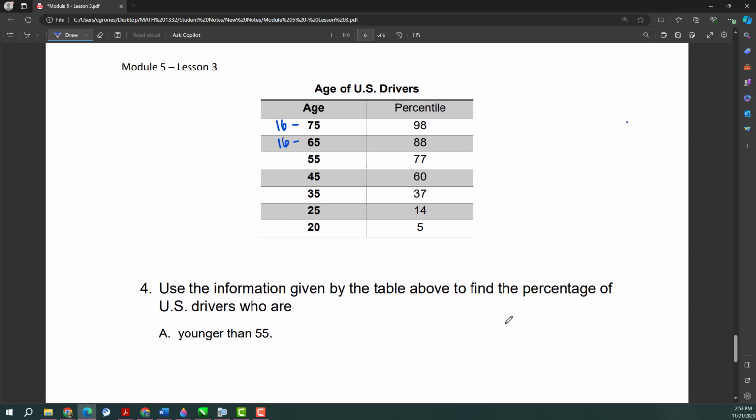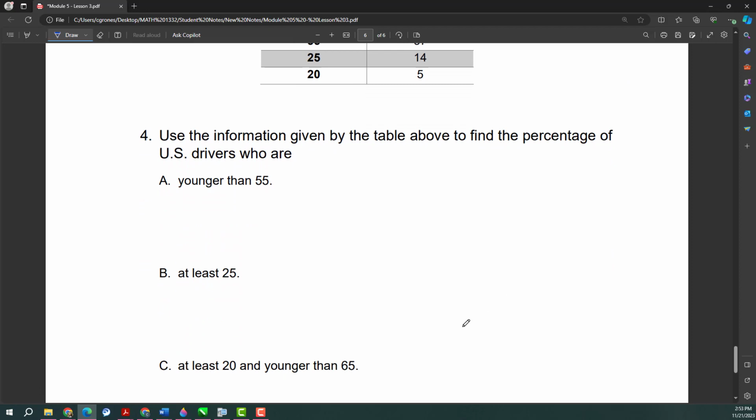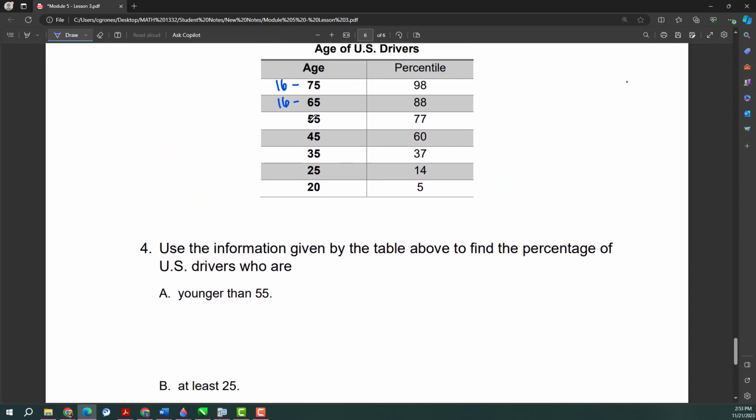So it says use the information given by the table to find the percentage of drivers who are A, younger than 55. So we're going to go to 55, and remember the way that this works is this is 55 and below, so 16 to 55. So that means we would use this percent for this answer, 77%.